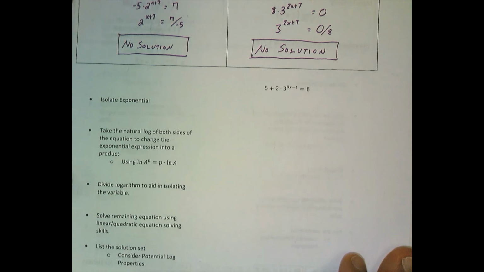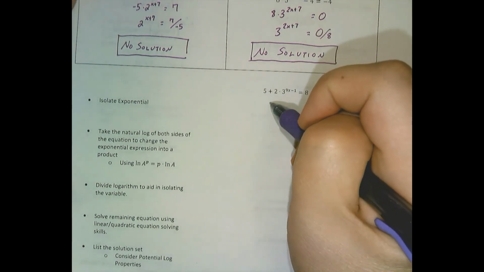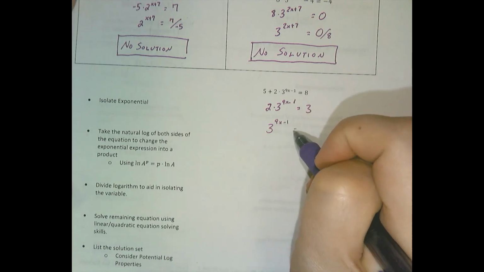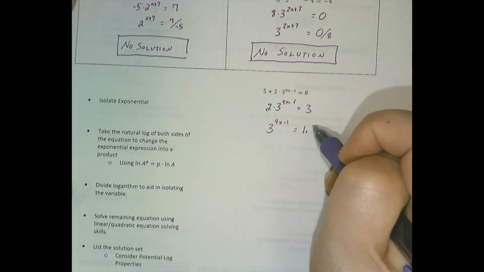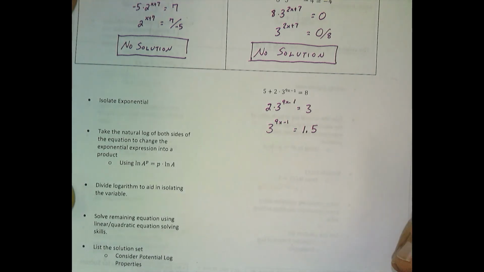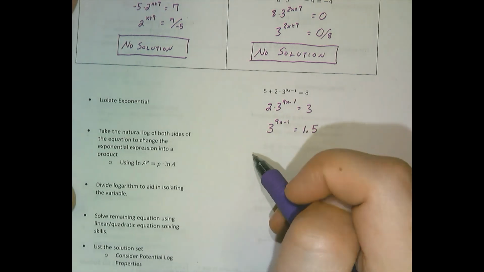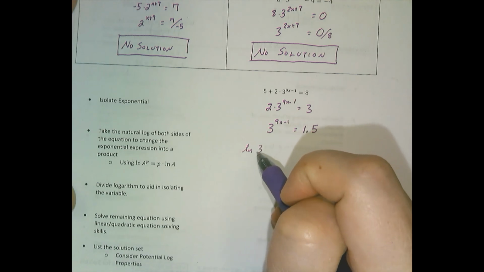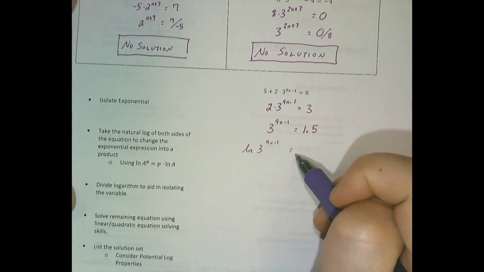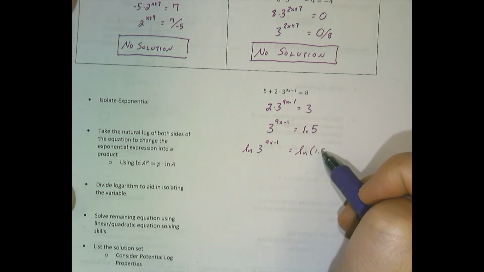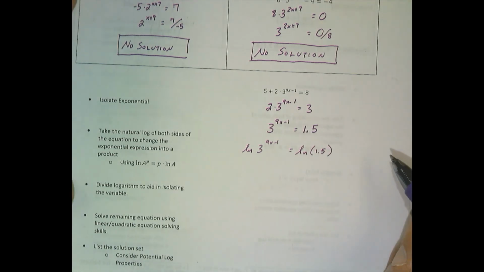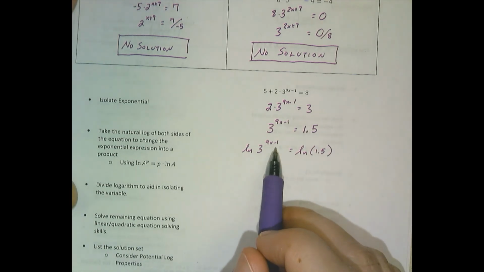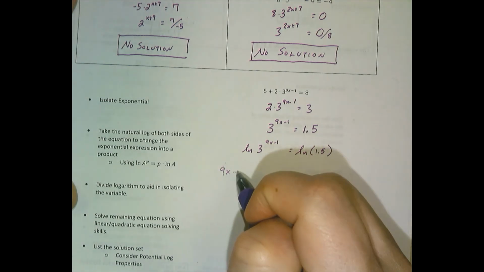So, subtract 5 from both sides. 8 minus 5 is 3. Divide both sides by 2. I'm just going to go ahead and write this as a decimal. 3 divided by 2 is 1.5. Then we take the logarithm of both sides. As long as we're doing the same thing to both sides, it's acceptable in algebra. This allows us to drop the exponent down in front.